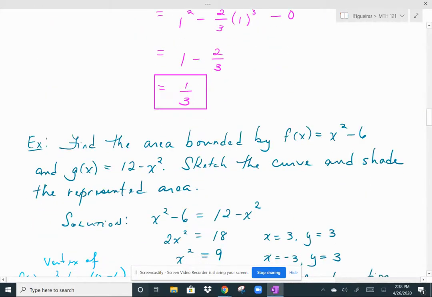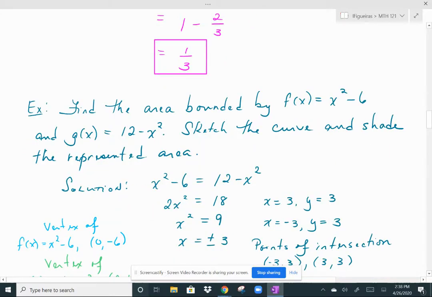All right, so here's another one with two parabolas, but these are a little unique. We're going to be able to do this in a slightly different way. So we want to find the area bounded by f of x equal to x squared minus 6 and g of x equal to 12 minus x squared. Sketch the curve and shade the represented area. So just like the previous example, set the two equations equal to each other and solve for x.